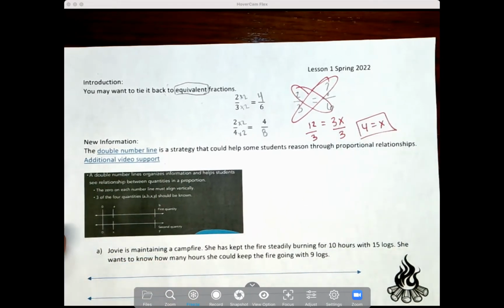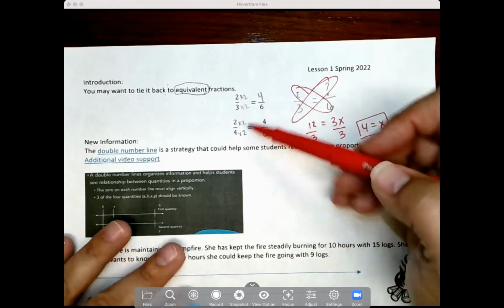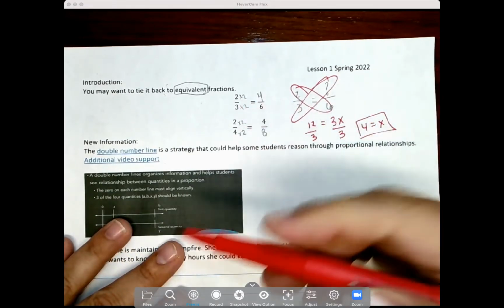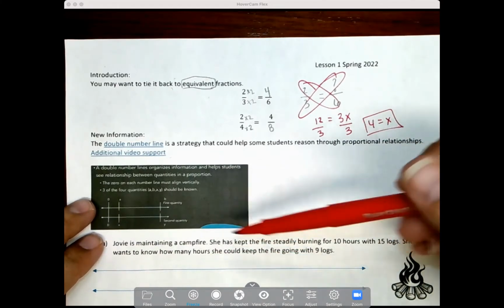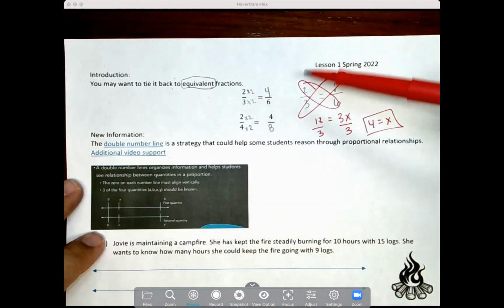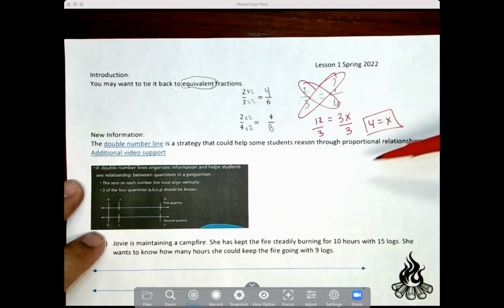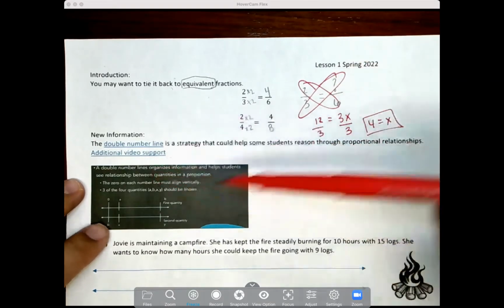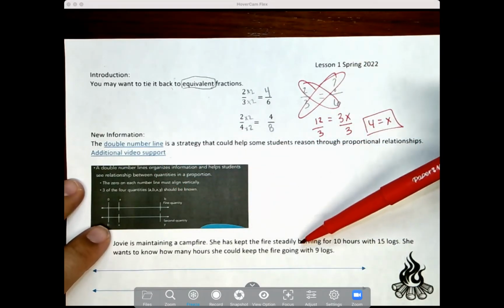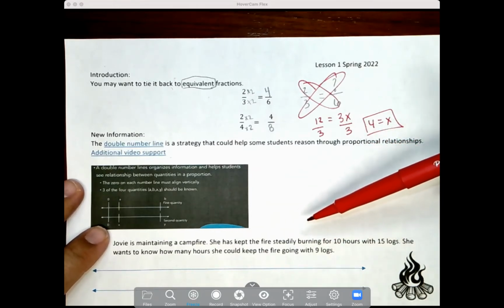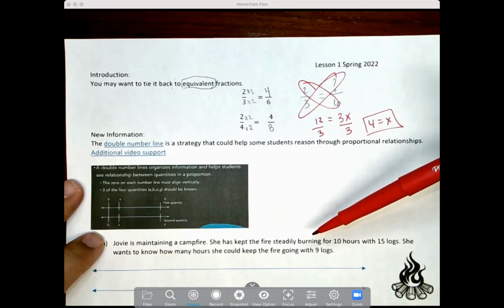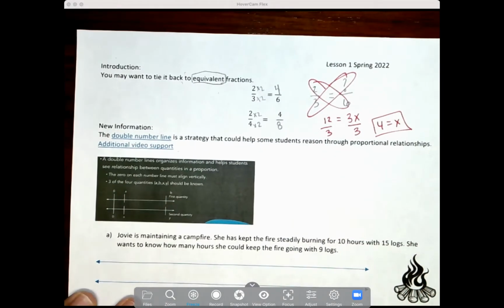Well, that's great, but it actually takes me more time to do that than looking for a common value to multiply or divide by, or actually using this double number line. So if your students ask you about this, yes, it's something they've learned, but we want to go over an additional strategy that students could use to reason through proportional relationships. These are especially helpful when you're using word problems. So here we go.